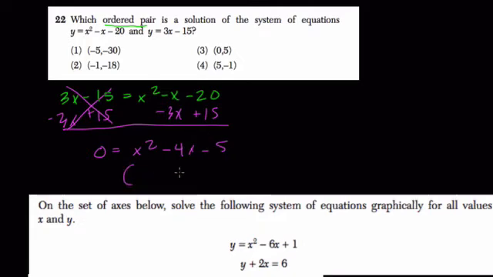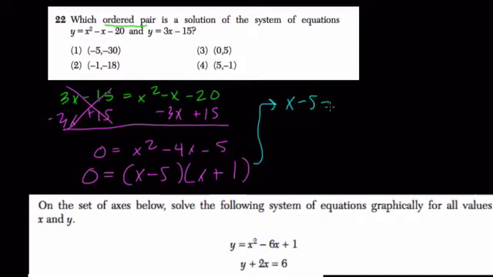Now when we factor this, we want to find factors of negative 5 that add up to negative 4. If I take negative 5 times positive 1, that multiplies to negative 5 but adds to negative 4, so I'm going to use those two numbers. And this equals 0. So x minus 5 is equal to 0, or x plus 1 equals 0. In both cases, solve for x. Add 5, x is 5. Subtract 1, x is negative 1.